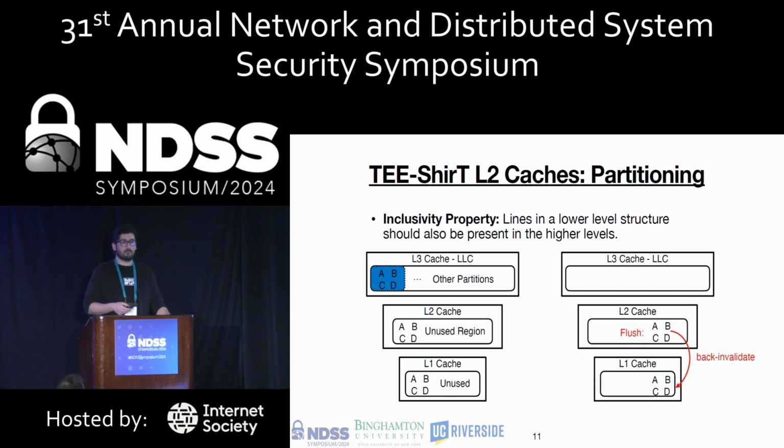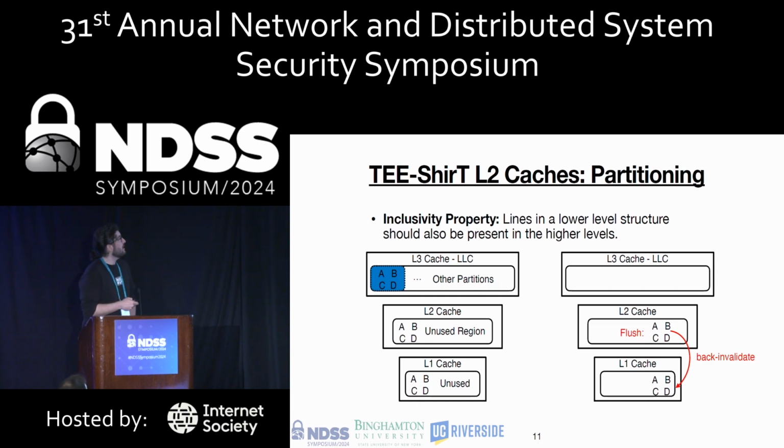Well, what is the inclusivity property? This property ensures that a line in a lower-level structure, let's say the L3 cache, should also be present in a higher level, let's say the L2 cache. So as you can see here, the cache lines A, B, C, D should also be present in L2, and since L2 is also inclusive, these lines should be in L1 as well. Well, there's a problem with this when the LLC is partitioned.